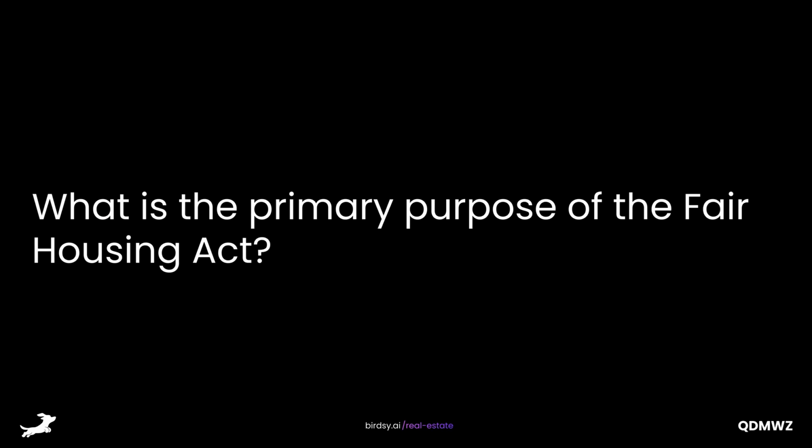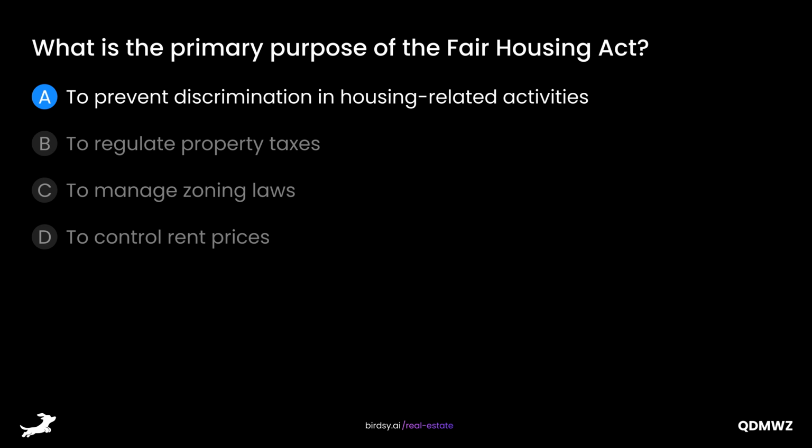What is the primary purpose of the Fair Housing Act? Is it A, to prevent discrimination in housing-related activities? B, to regulate property taxes? C, to manage zoning laws? Or D, to control rent prices? The answer is A, to prevent discrimination in housing-related activities.